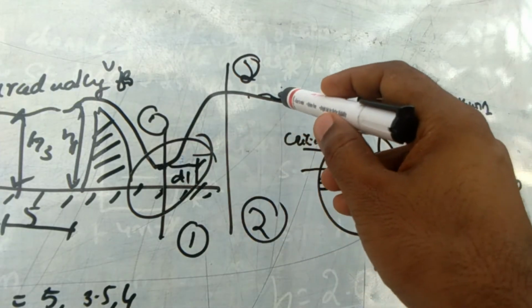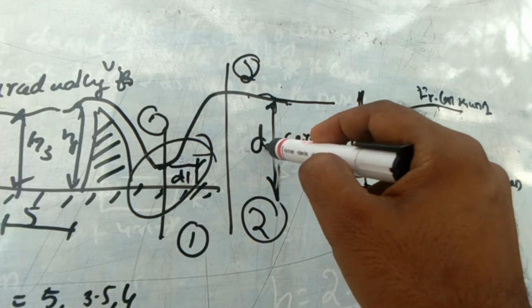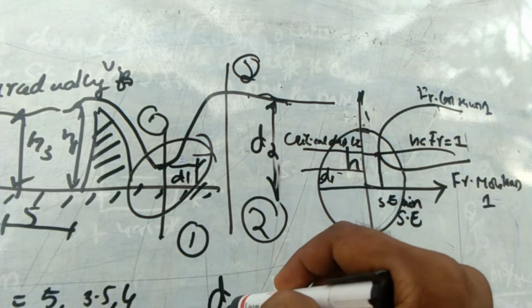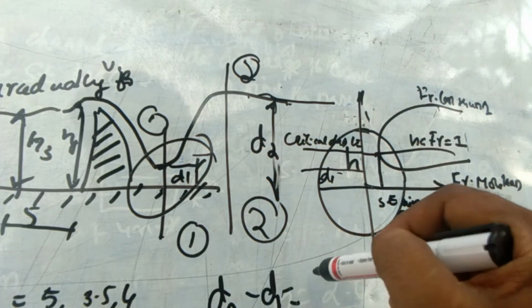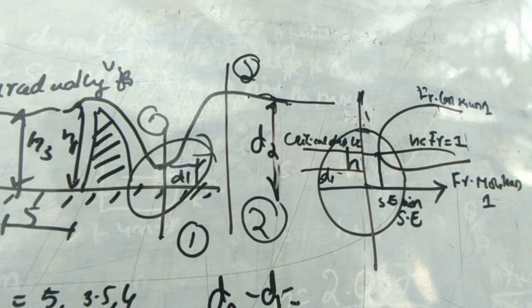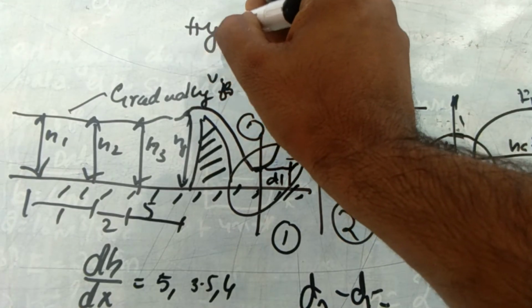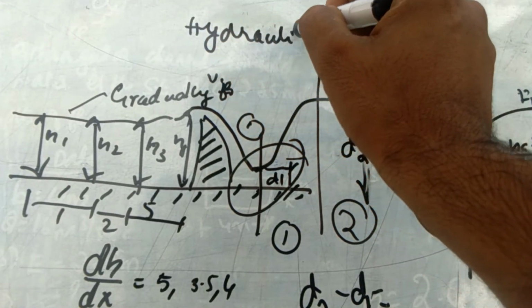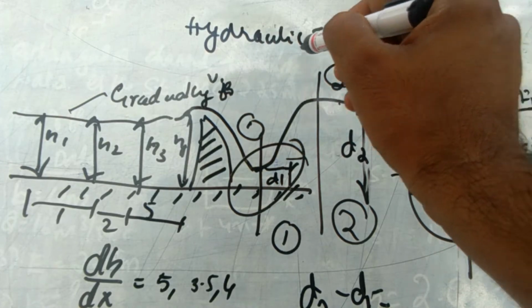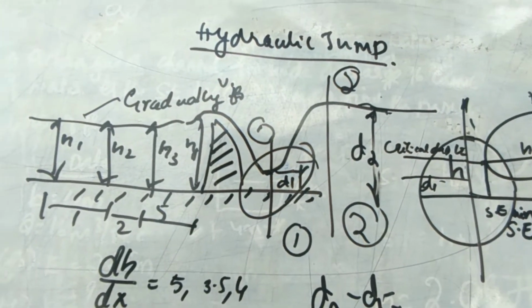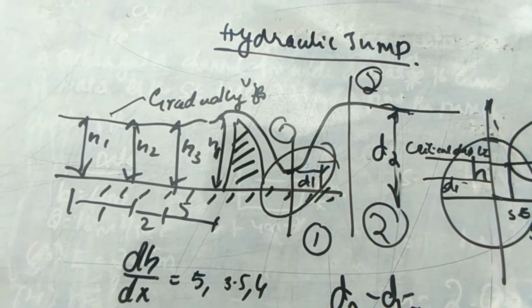So this D1 and this we consider as D2, and D2 minus D1 is the difference in depth. So that I am going to cover, and this is a small explanation about hydraulic jumps. I hope all of you understand.